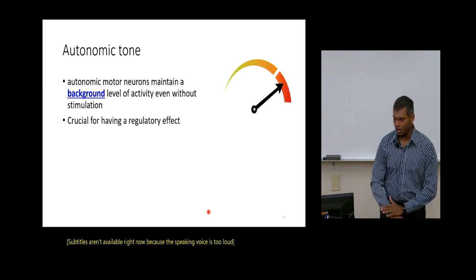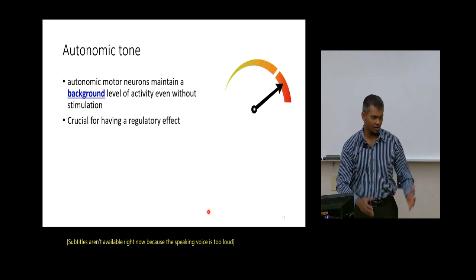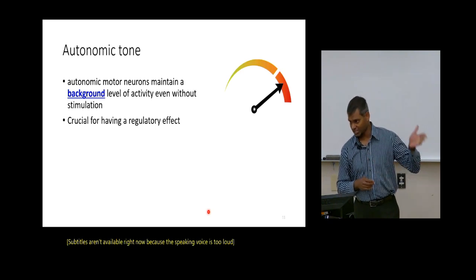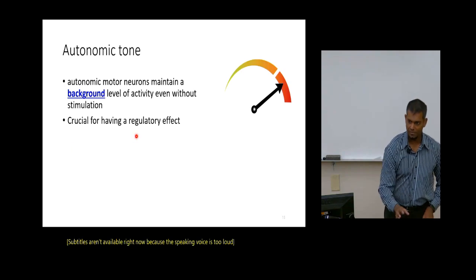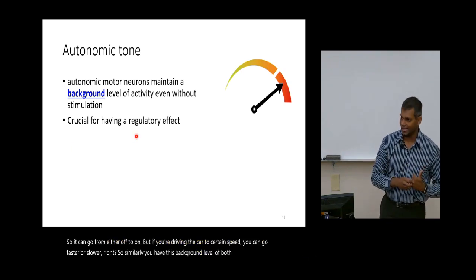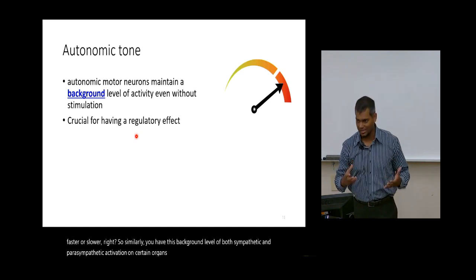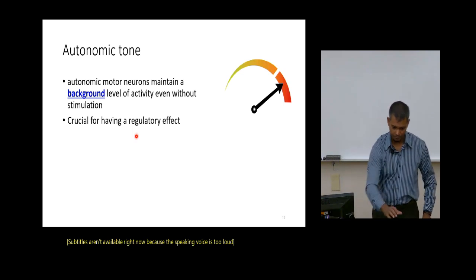So imagine that there's a car, right, and the car is turned off. All you can do is turn it on. So it can go from either off to on. But if you're driving the car at a certain speed, you can go faster or slower, right? So similarly, you have this background level of both sympathetic and parasympathetic activation on certain organs, so that when needed, you can either increase one activation versus the other.